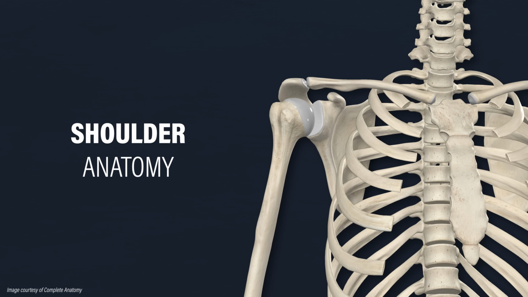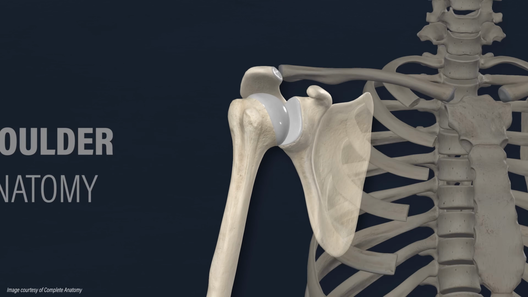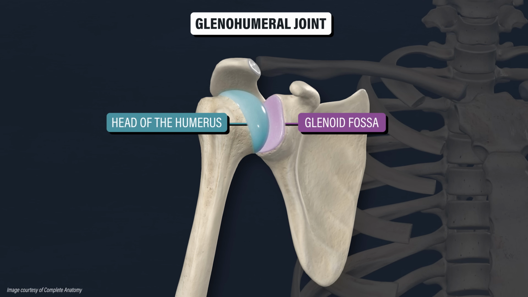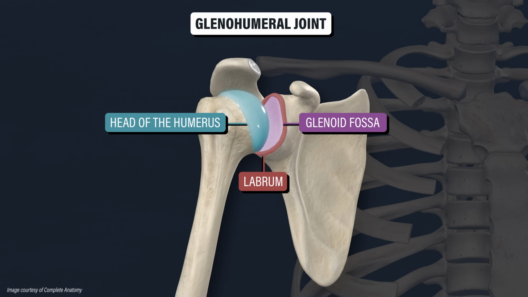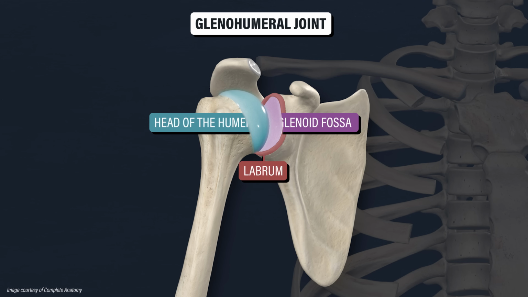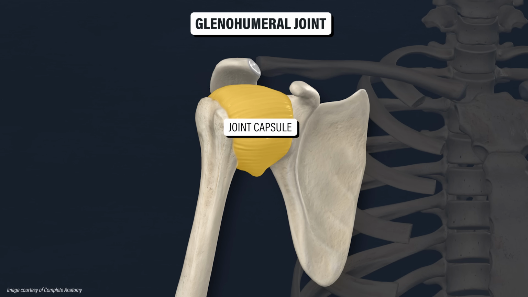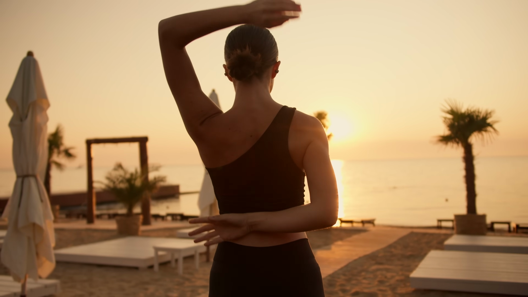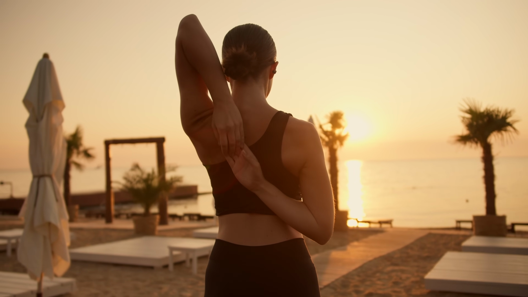First, let's briefly review some basic shoulder anatomy. The shoulder joint, or glenohumeral joint, is where the glenoid fossa of the scapula, or shoulder blade, meets the head of the humerus, or arm bone. Around the glenoid fossa is the labrum, a fibrocartilaginous ring that increases the depth of the shoulder and improves its stability. A fibrous structure known as the joint capsule surrounds the shoulder joint and labrum. Due to the shoulder's shallow socket, it is the most mobile joint in the body.